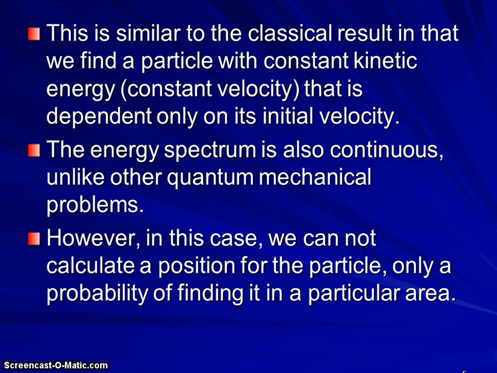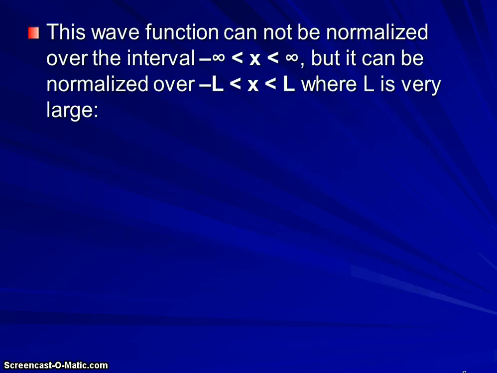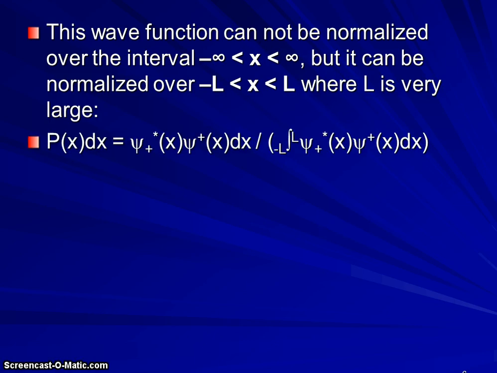The difference here between this and classical mechanics is that in this case we can't calculate an actual position for the particle like we could using Newton's equations. We can only calculate a probability of finding it in a particular space or area. We also can't normalize this wave function, at least not over all space. What we can do though is normalize it over a particular length and then say, all right, L is very large, or on the order of infinity.